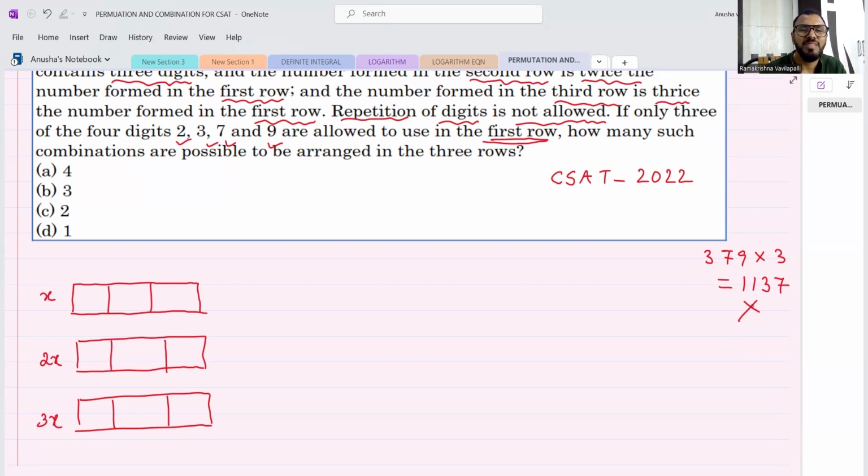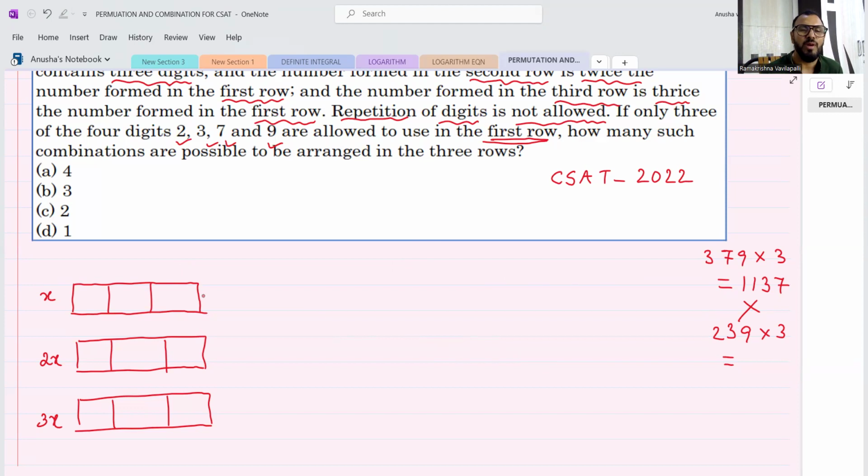All right. Like that, you can take 239. What is 239 into 3? 239 into 3 means 1 digit if I take a 9. And here you remember that repetition of digits is not allowed. All 9 boxes should contain different digits, those are from 1 to 9 or 0 to 9.